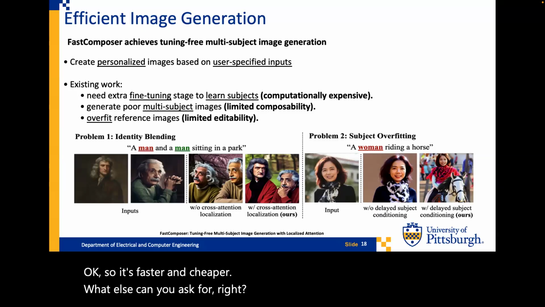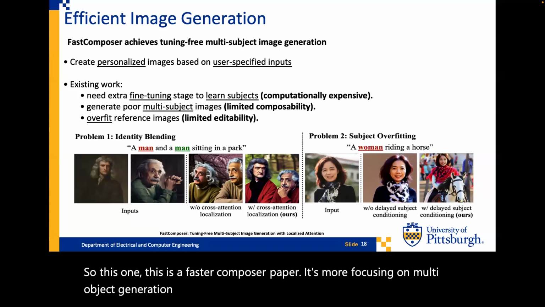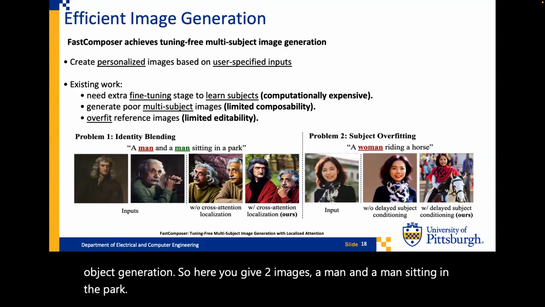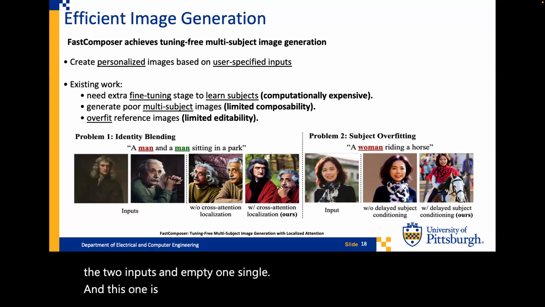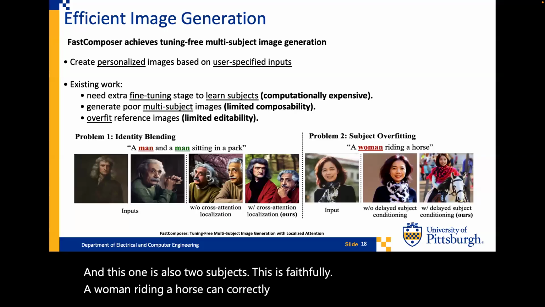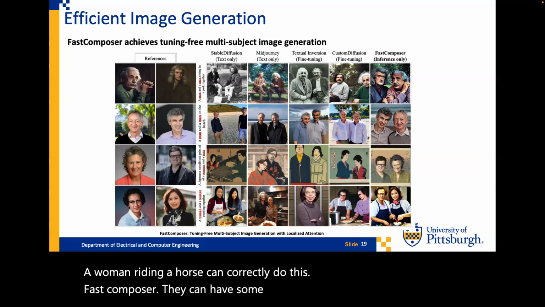So this is the FasterComposer paper. It's more focused on multi-object generation. Here you give 2 images, a man and a man sitting in a park, and that's the result. It can correctly pick the 2 inputs and combine them into a single image. And this one is also 2 subjects: this is Fei-Fei Li, a woman riding a horse. It can correctly do this. FasterComposer has some really interesting examples.